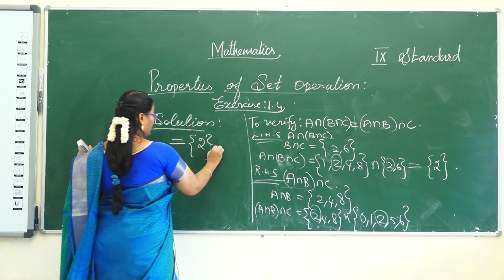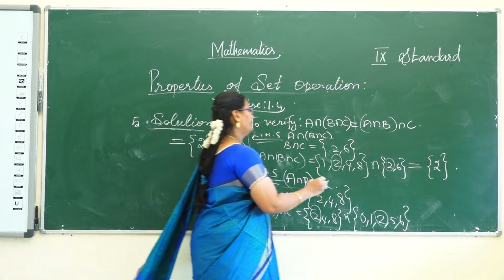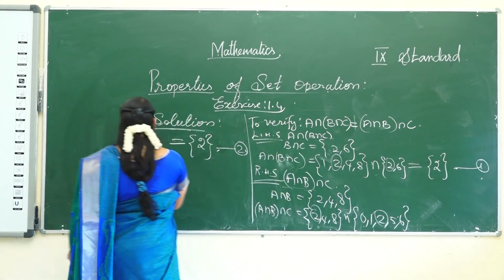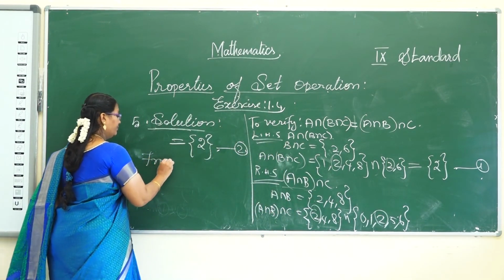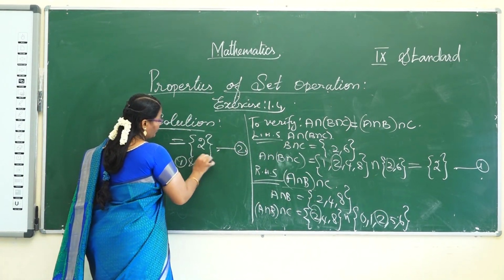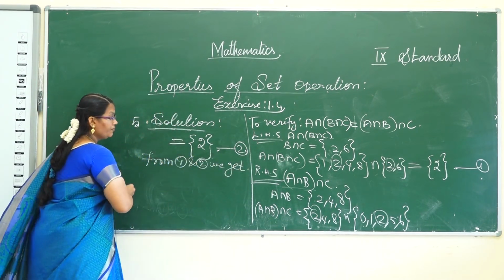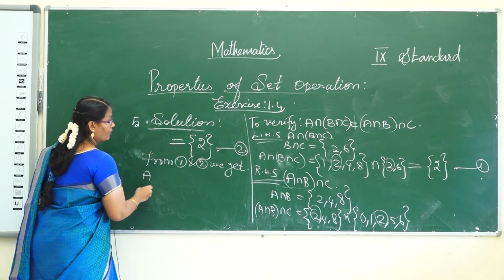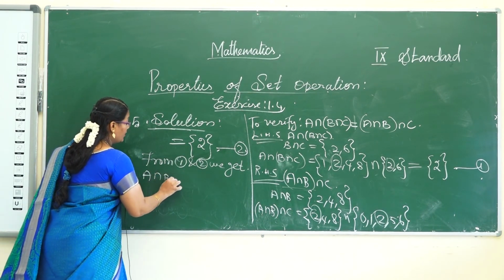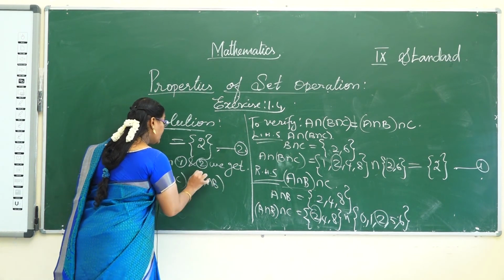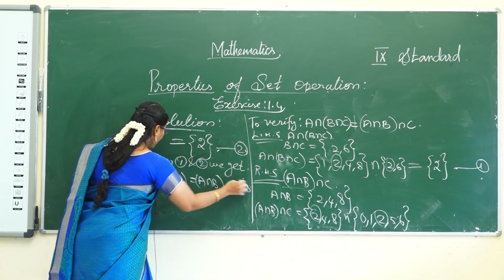It is denoted as equation number 2. The left hand side is denoted by equation number 1. From 1 and 2 we get A intersection B intersection C is equal to A intersection B intersection C. Verified.